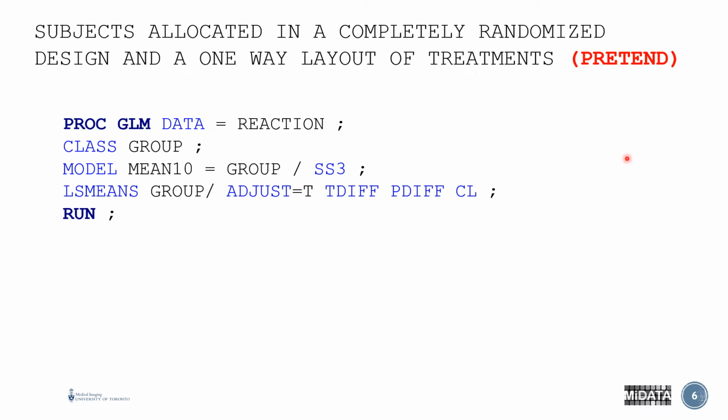Now I put here pretend because this is not actually what happened. PROC GLM, you guys recognize that. Of course, your class variable is group, no surprise. We're using as an outcome the mean of 10 games. Here is your group variable once again as an independent predictor. I'm here specifying I'm only interested in the sums of squares type 3 to be displayed. If you remember a few slides back, I said pay attention. You should only be looking at type 3 sums of squares in your ANOVA output. Least square means, of course, we're asking for the t-test comparison between groups as well to compare.